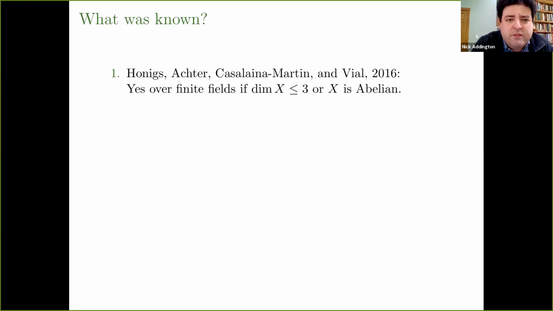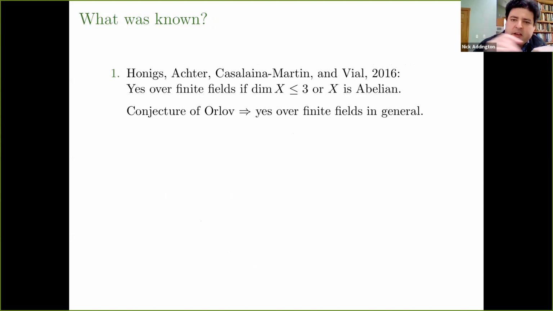Okay, so what was known already about this question? Over finite fields, if you have a curve or a surface or a threefold or an abelian variety, then not just having a rational point, but actually the number of rational points is a derived invariant. And a conjecture of Orlov would imply that this continues in higher dimensions. And I've looked long and hard for counterexamples to that conjecture and so far not succeeded.